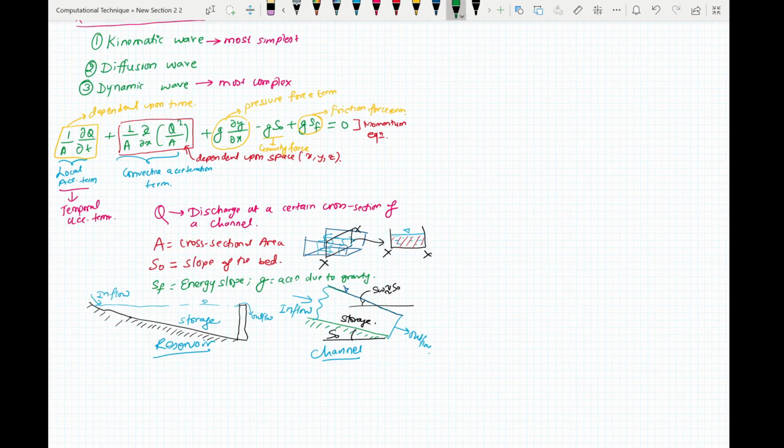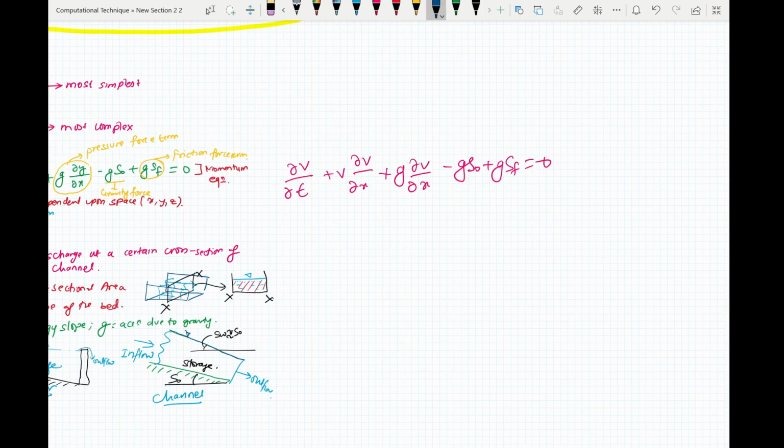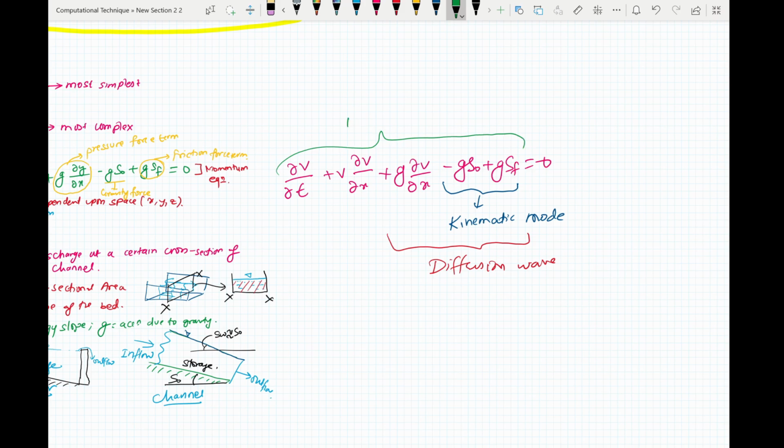Now this equation can also be written in non-conservative form, which is, as I mentioned before, there are three kinds of waves. Now in here, if you take only these two terms, then this model will be known as the kinematic model. If you take these three terms, then this will be known as the diffusion wave. And if you take all of them, then this will be known as the dynamic wave model. So you can see here that the simplest kind of wave model will be the kinematic wave model, where you will only have the gravity and the frictional term, which will be equal to each other.